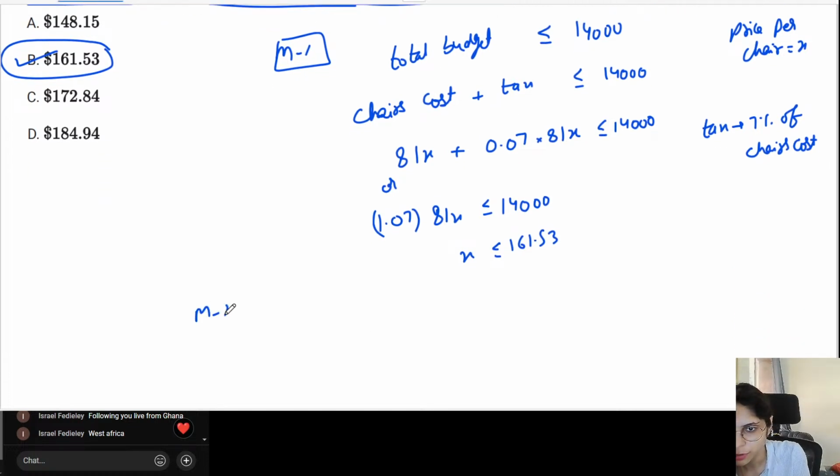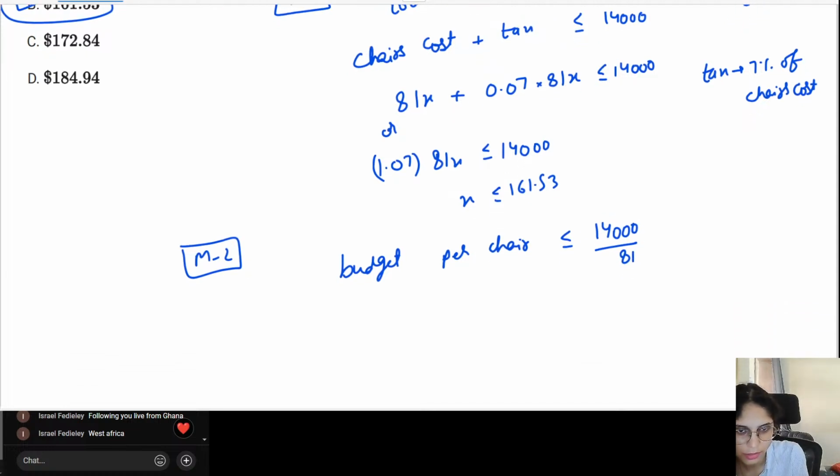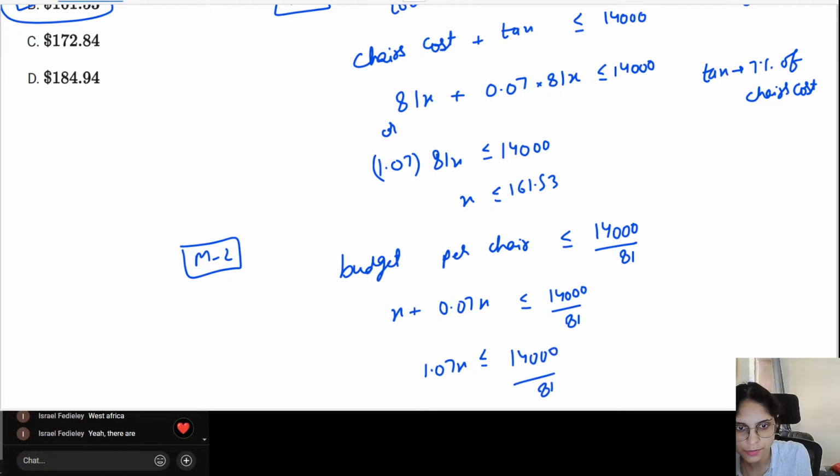So in method 2, you can also find budget per chair. That will be 14,000 divided by 81. So the cost will be x plus 0.07 of x, or 1.07x is less than or equal to 14,000 over 81. You will still get the same answer.